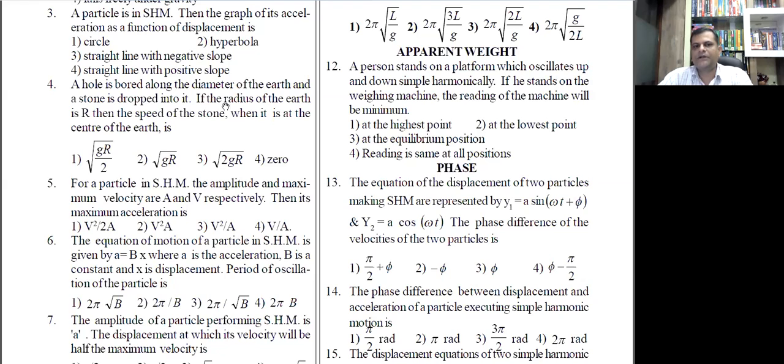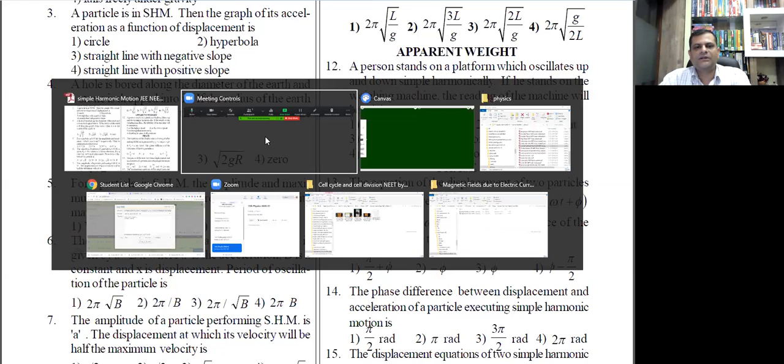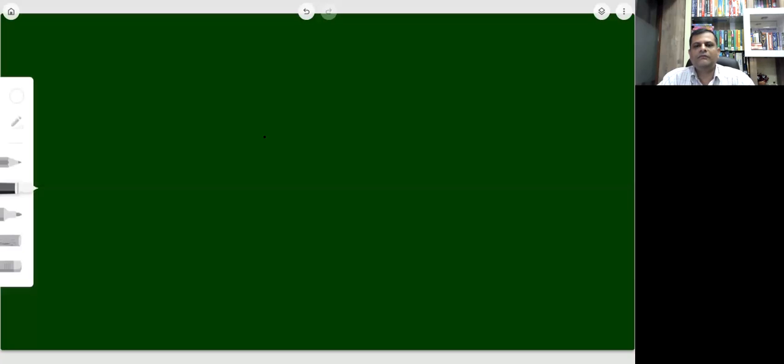Question समझा ठीक से. एक hole हमने drill किया अर्थ के डायमीटर के अलॉन्ग और एक स्टोन वहां पे ड्रॉप कर दिया एक एंड पॉइंट पे. तो जब वो स्टोन अंदर जाएगा ग्रेविटेशनल फोर्स की वजह से, तो उसका स्पीड जो है बढ़ता जाएगा, and its speed will become maximum when it will be at the center of the earth. And how much that speed will be, we have to find out.